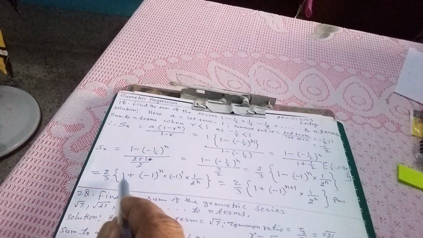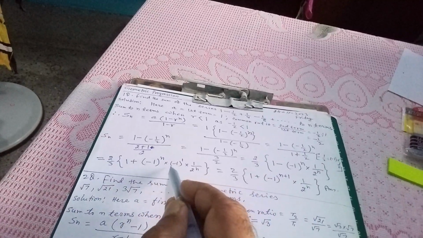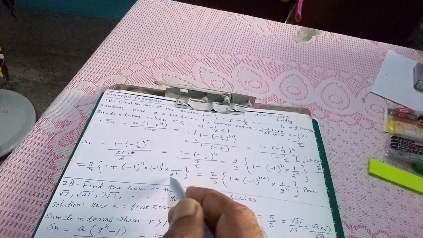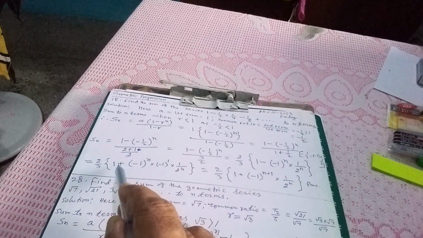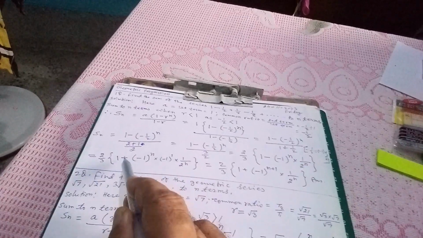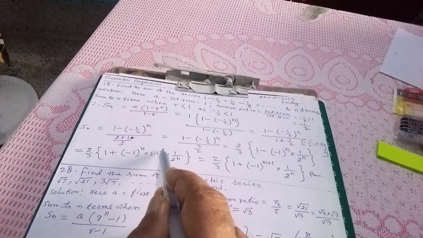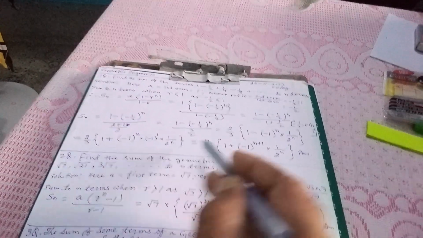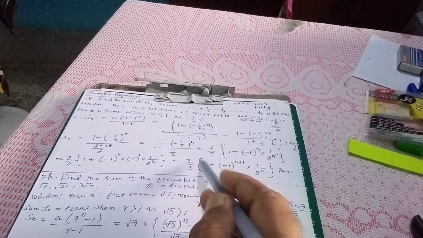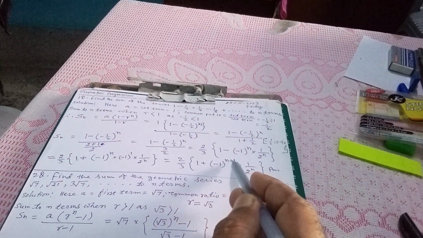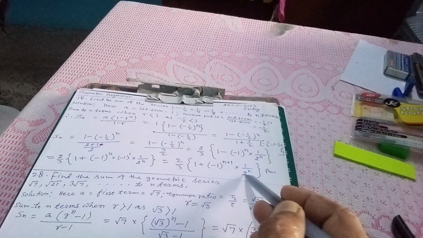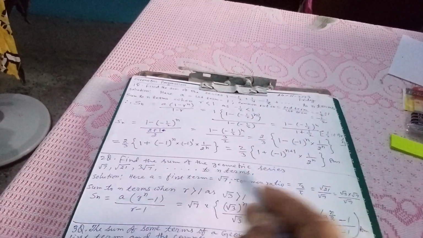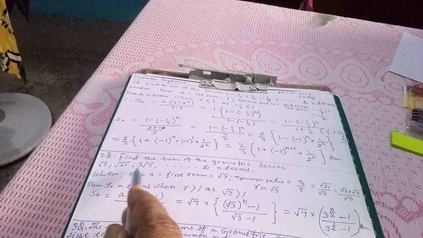So now this becomes 2 by 3, 1 plus minus 1 to the power n into minus 1 to the power 1 into 1 by 2 to the power n, because here it was minus, and that minus I have removed and made it plus, and here I have written minus 1 to the power 1. So in multiplication, the base is the same, that's why the powers will be added. And so we get 2 by 3 in the braces 1 plus minus 1 to the power n plus 1 into 1 by 2 to the power n. This is our answer.